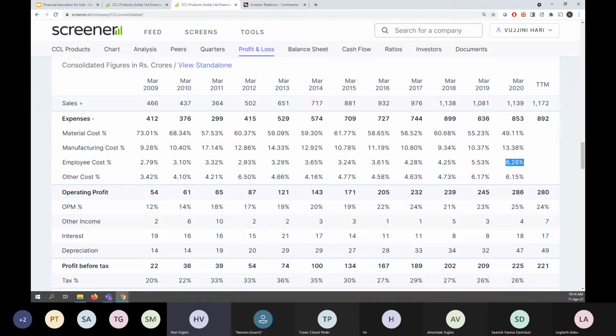So they need to pay for the employees, the salaries, right? So that is 6.26%. So these percentages are against this 853 million. So this is for 1 year.